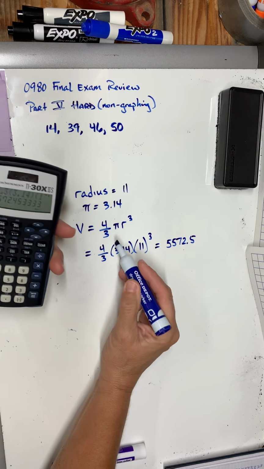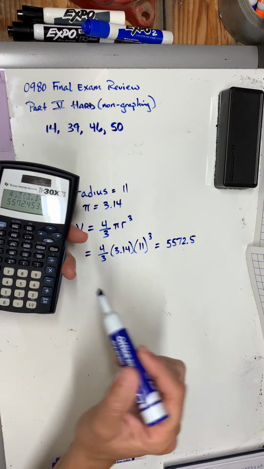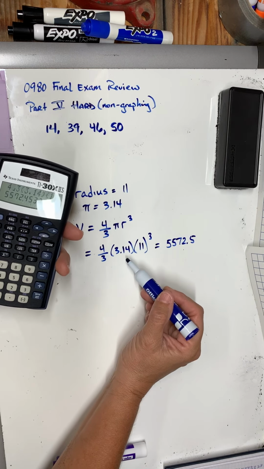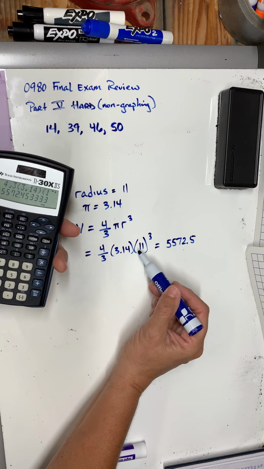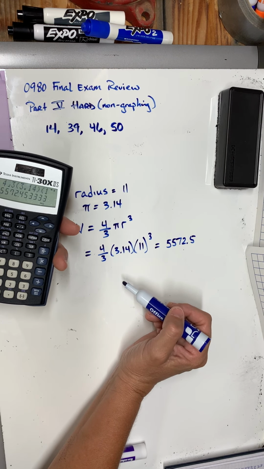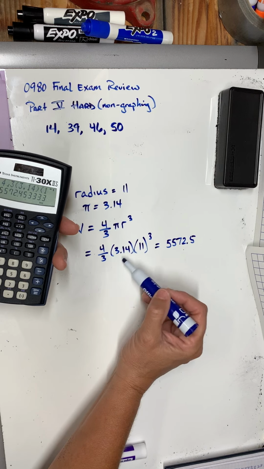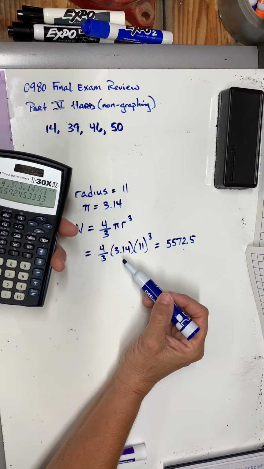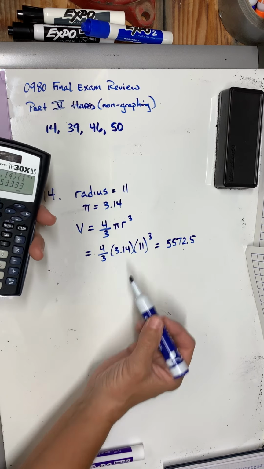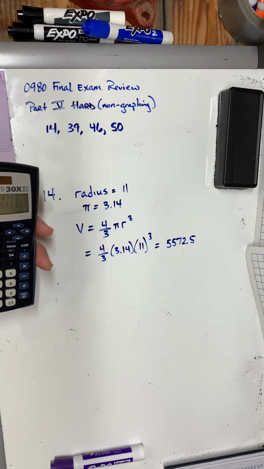So notice I didn't use my pi button, and the reason is because the pi button is the real pi, 3.1415. It's a bigger number because it doesn't truncate it at 2 digits after the decimal. So if they want me to use 3.14, then I need to use 3.14. Otherwise, my number will be slightly off. So that's the volume.